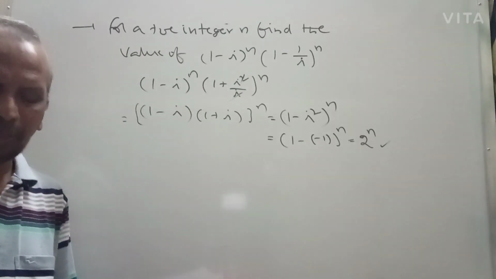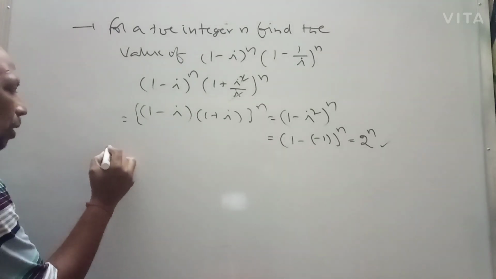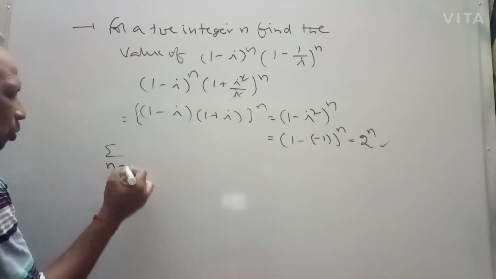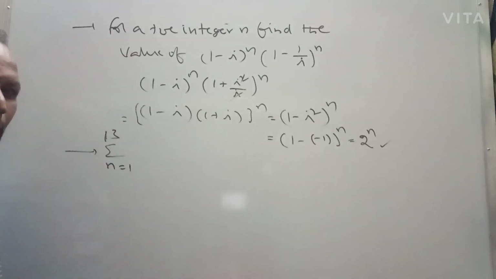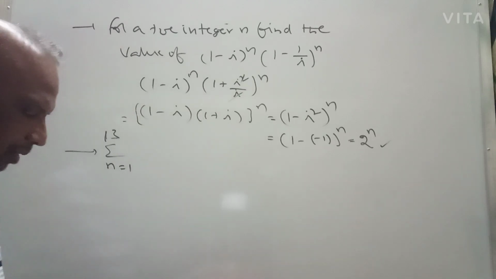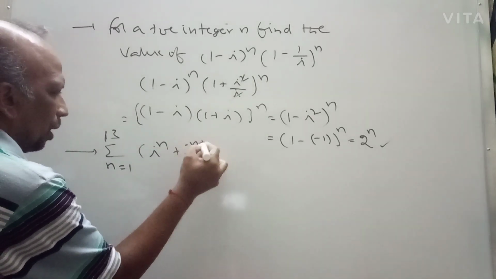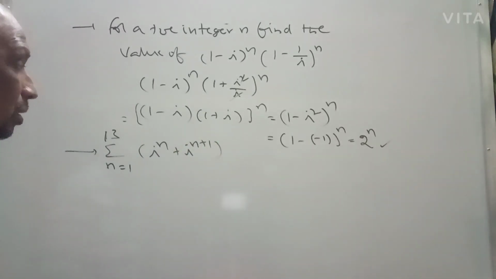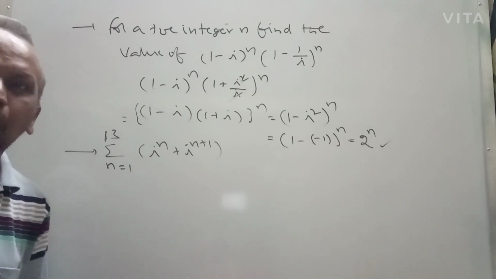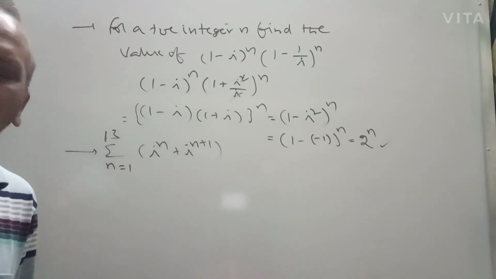Next, another one. Evaluate the second problem. Evaluate the sum, sigma n is equal to 1 to 13, of i power n plus i power n plus 1. They are asking to find this value. In total they have given 13 terms. So think about this problem. How to solve this problem?